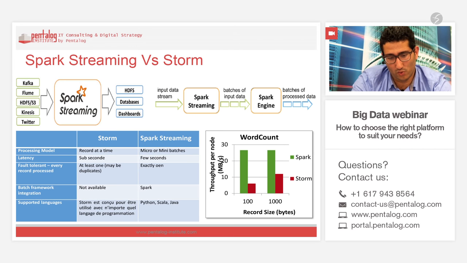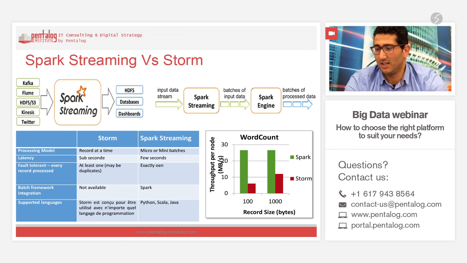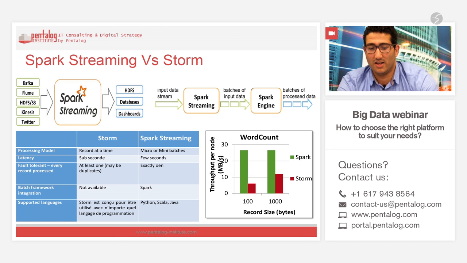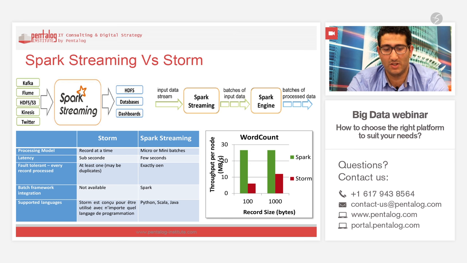Now, what I will do, I will compare Spark Streaming, which is an alternative Spark offers for real-time or stream processing, to Storm, because we cannot compare Spark to Storm directly, because they are not in the same use case. Every platform is specialized in a kind of processing. But Spark Streaming is especially specialized in stream processing.